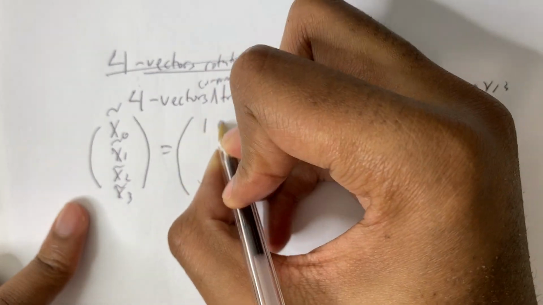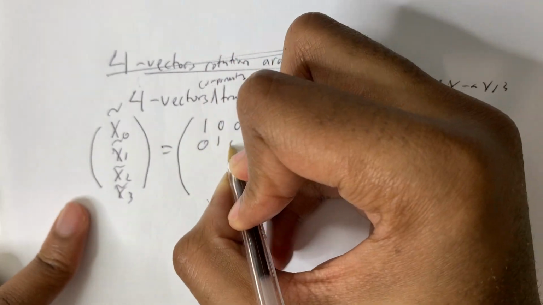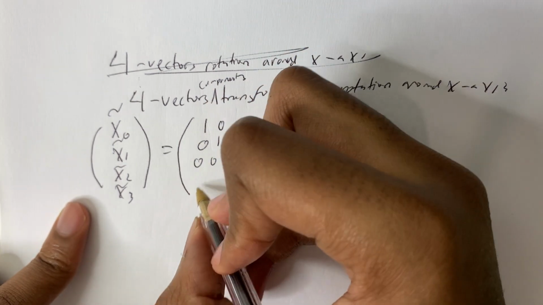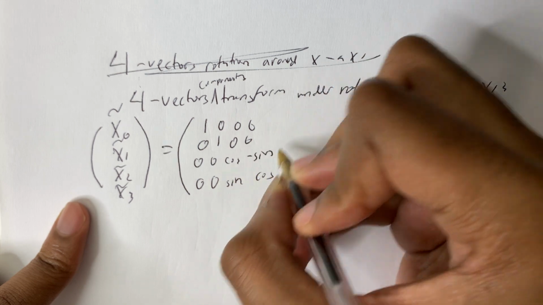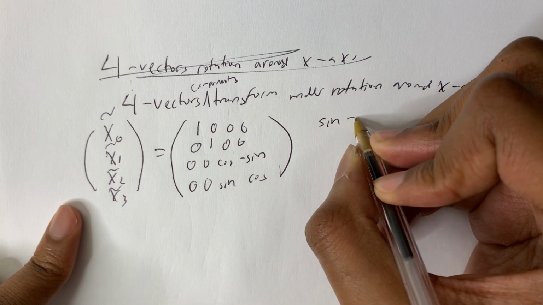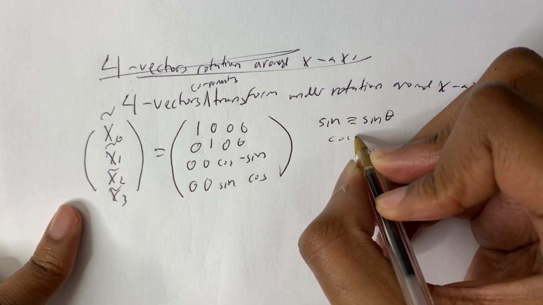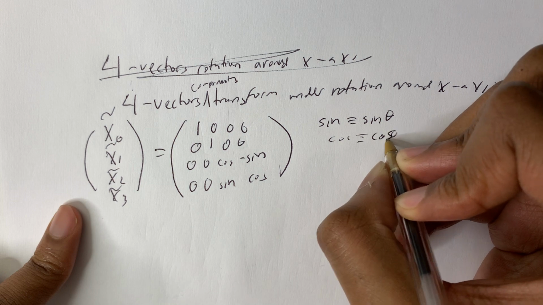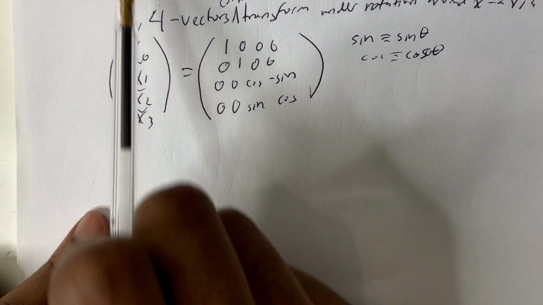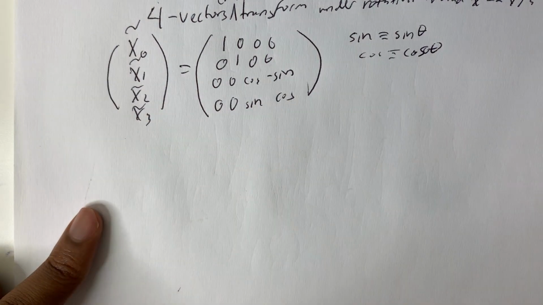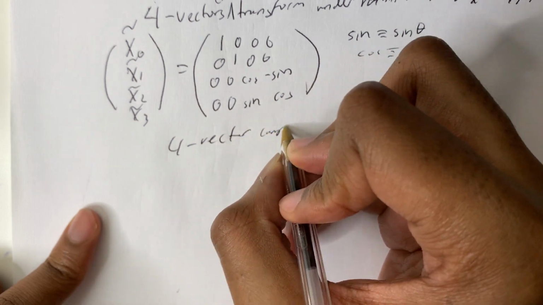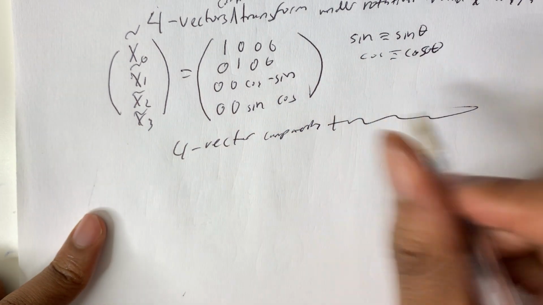We have 1 0 0 0, 0 1 0 0, 0 0 cosine minus sine, and 0 0 sine cosine. Now, since this is a pretty big thing to write down, I'm just using the shorthand that sine is defined as sine of theta, and cosine is defined as cosine of theta. And this is a rotation about the x-axis, and this is a 4 vector, well, the components for it.